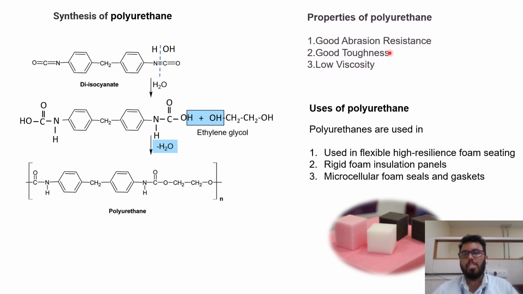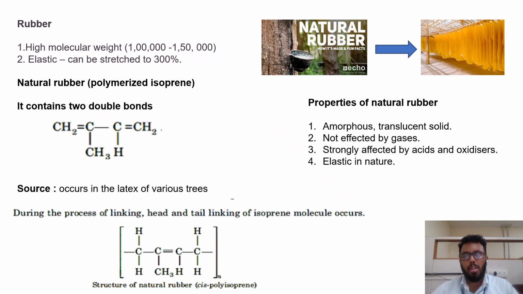Properties of polyurethane: it has good abrasion resistance, good toughness, and low viscosity. And polyurethanes are used in flexible high resilience foam seating, like foam sealing, and packaging material. They are used in rigid foam insulation panels and microcellular foam seals and gaskets. Now, with this condensation polymer over, we are moving into the next important topic, that is natural polymer rubber. And also synthetic polymers, synthetic rubbers are also available, which can be cross-linked by vulcanization. We will see all this natural and synthetic polymer.